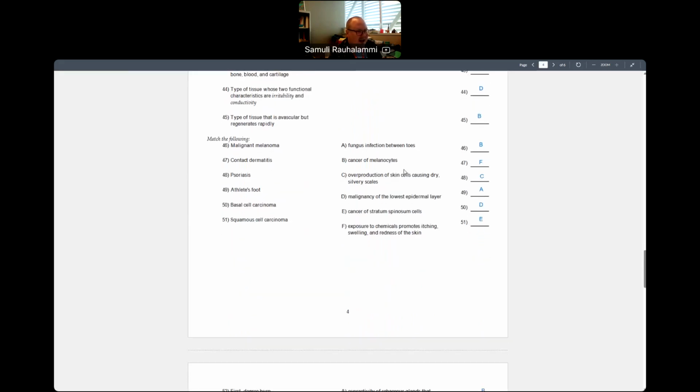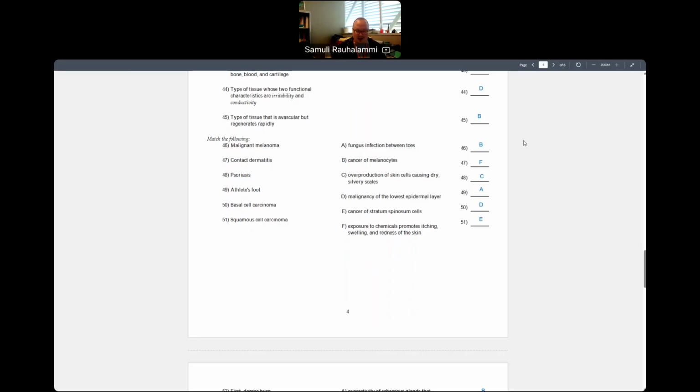Next, I have some more clinically related notes for us. Cancer of melanocytes would be known as malignant melanoma. When there is exposure to chemicals which causes things like itching, swelling, redness of the skin, then we talk about contact dermatitis. Psoriasis is a condition that results from cells of the skin dividing at too fast a rate, resulting in these dry, silvery patches. Athlete's foot is characterized by fungus that is found especially between the toes.